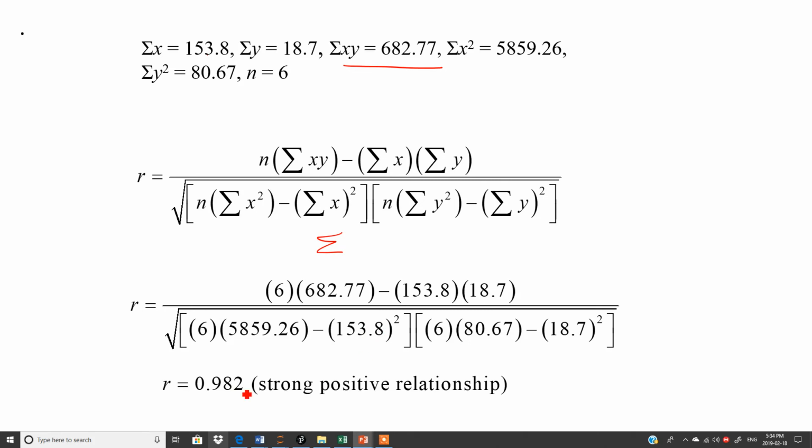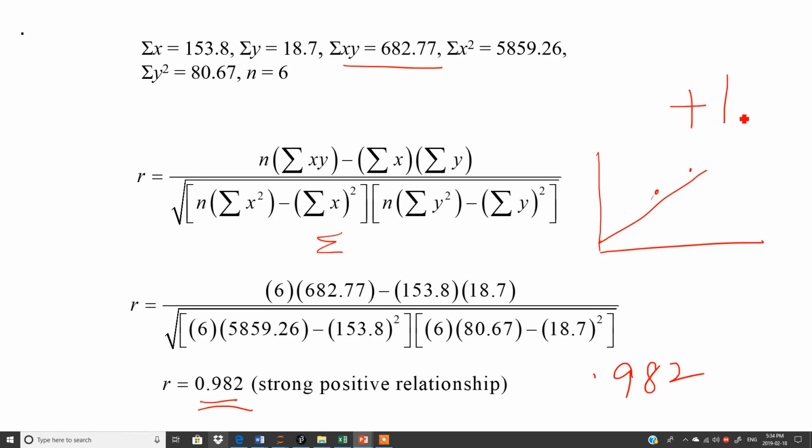When you simplify it, you will see it is 0.982. Strong positive between the cars and revenue. 2 points were not on the line, right? If it were perfectly strong, we could say positive one, but it is 0.982. We conclude it is still a strong positive correlation between these two variables, cars and the revenue.